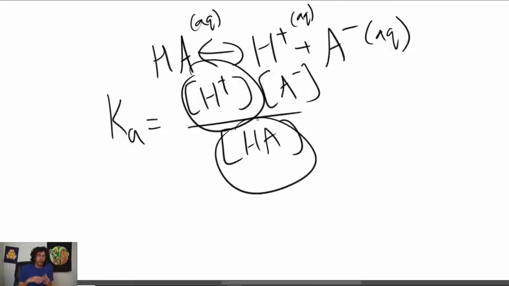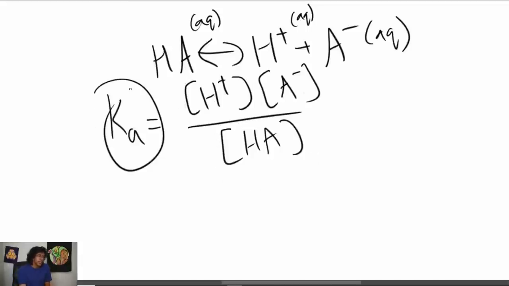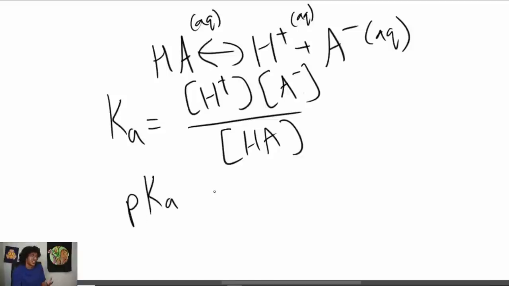If there's more H plus relative to the acid, that means it's a stronger acid, right? So essentially, we could use the Ka of an acid to determine how strong it is. And then also, you could just do pKa. The p you could just think of as taking the negative log. That's what you do for OH, that's what you do for H plus. So if you want to do pKa, you take the negative log of the Ka.